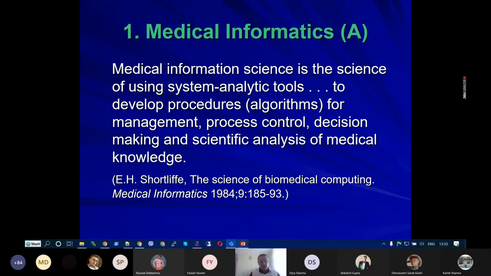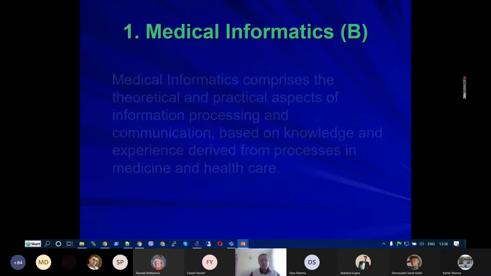At that time, medical informatics was considered the science of using system analytic tools to develop procedures and algorithms for management, process control, decision making, and scientific analysis of medical knowledge. As we can see, there is nothing about computer systems, and nothing about patients. We are talking about the development of procedures and algorithms, with emphasis on algorithms, and scientific data analysis. That's all. It was not very old, about 35 or 36 years ago.